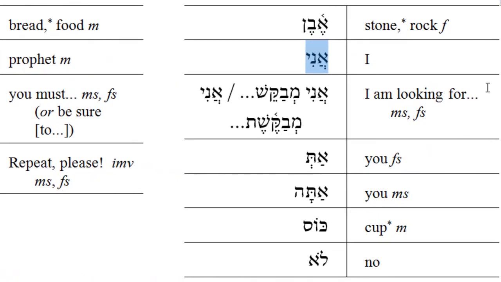Ani. Ani mevakesh. This first expression would be appropriate for a man to say. If you were a woman, you would use this second expression. Ani mevakeshet.